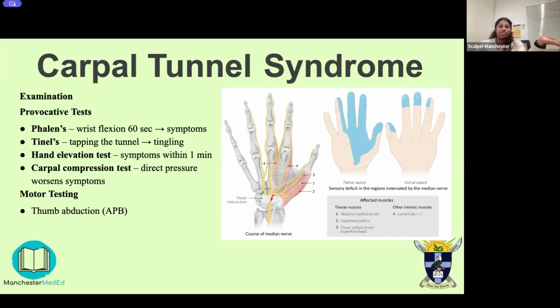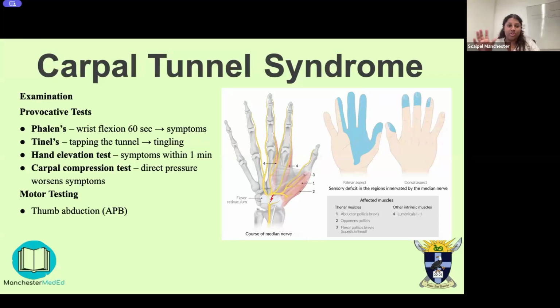And then Tinel's test would be if you keep your arm out like this and you start tapping on the nerve, you would start getting tingling down your fingers, right? And then the carpal compression test is when you take your finger and you literally press down and you're trying to re-simulate that pressure onto the median nerve.